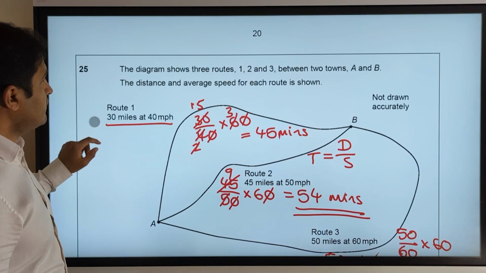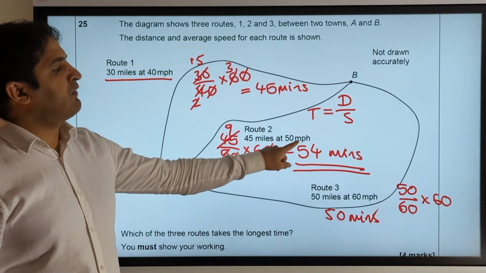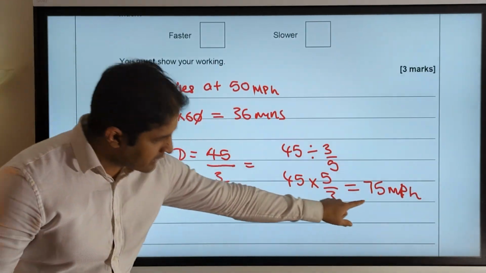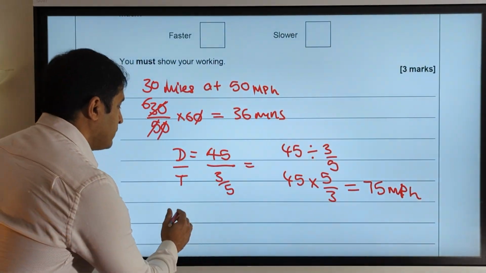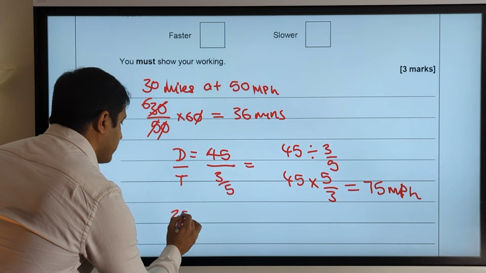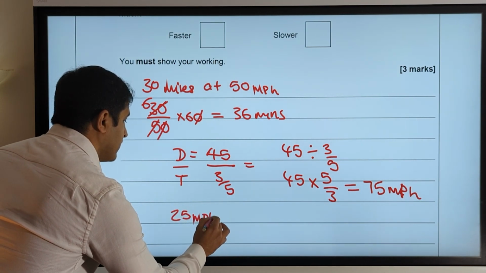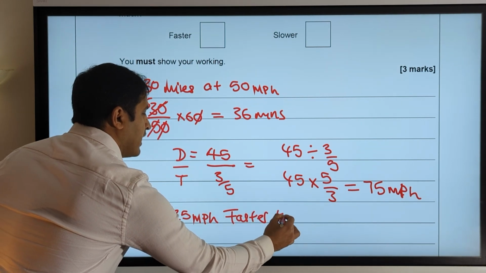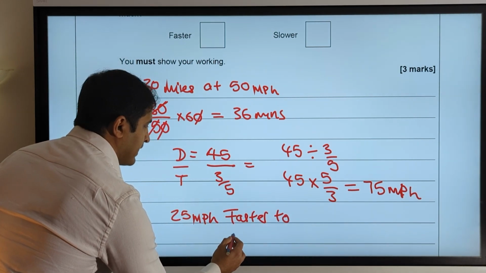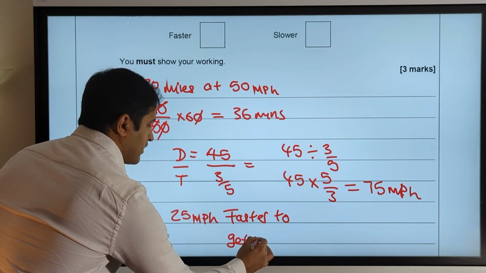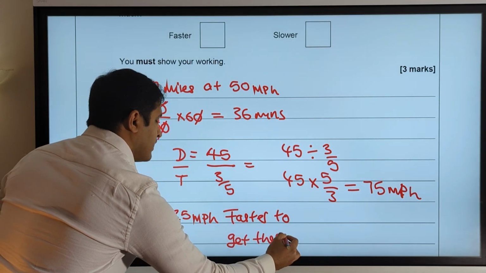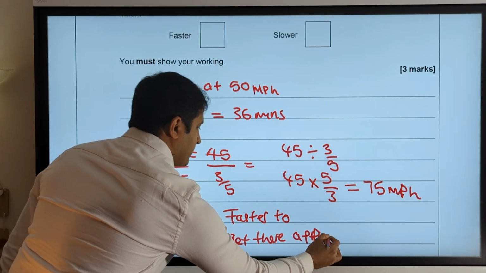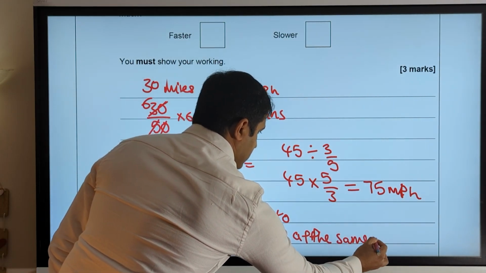So initially he was traveling at 50 miles per hour. Now he needs to be traveling at 75 miles per hour. So he would be traveling 25 miles per hour faster to get there at the same time as Samantha.